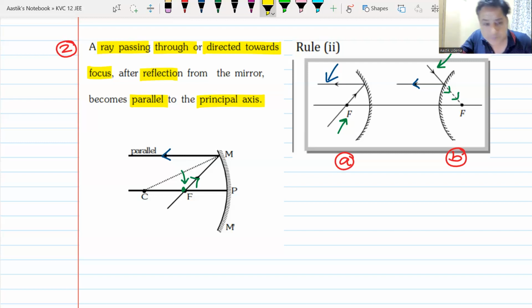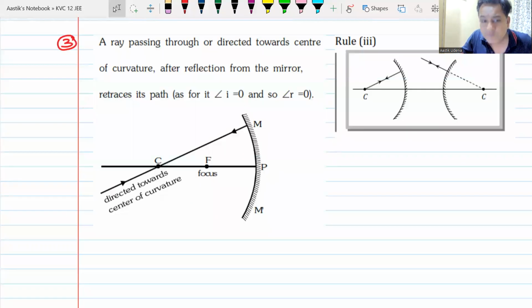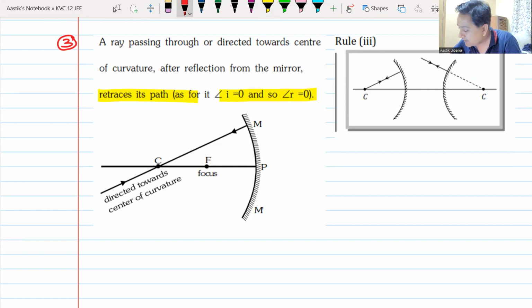Rule number three: a ray passing through the center of curvature retraces its path. Why does it retrace its path, my dear friend? The diagram is already there. It will retrace its path. Why will it retrace its path? Angle of incidence is equal to 0. That means it will strike the mirror perpendicularly. Do we understand this? It will strike the mirror perpendicularly and it will come back in the same path. We call it the ray of light retracing its path.